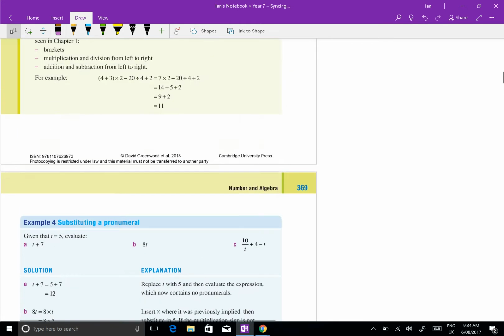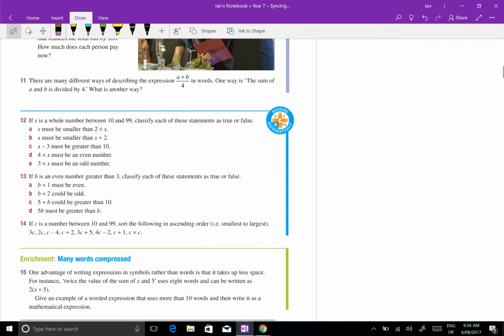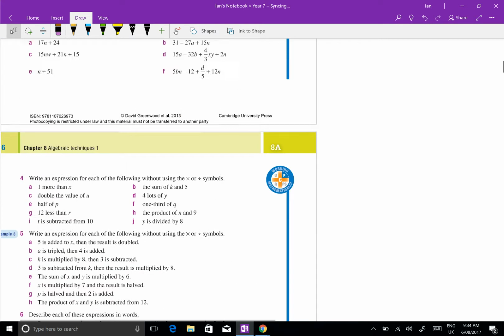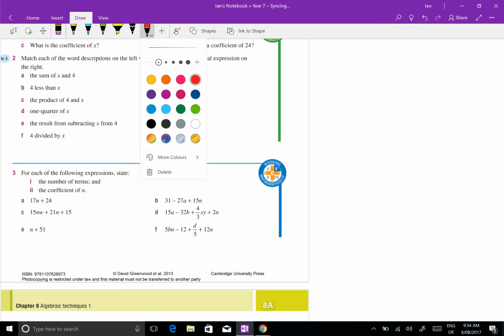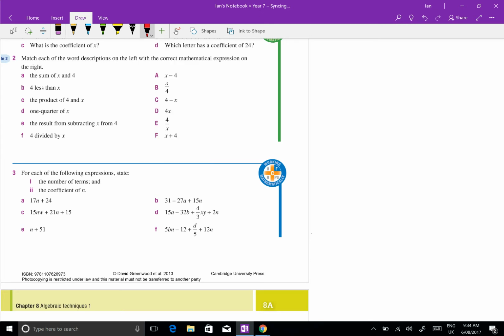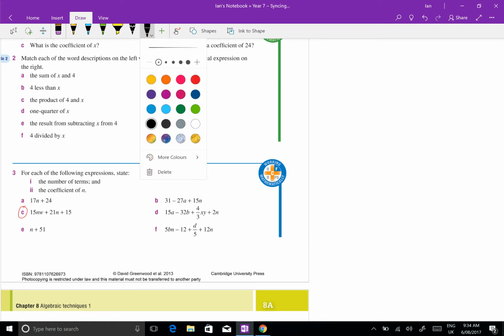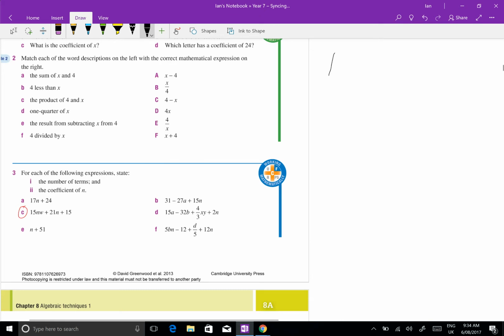So I'll quickly skip back to here, what we term an expression. So here we go. Let's have a look at these. We've done them before. We did them in class. So let's take C. Here we have an expression, and I'm going to write that expression over here. So 15NW plus 21N plus 15.